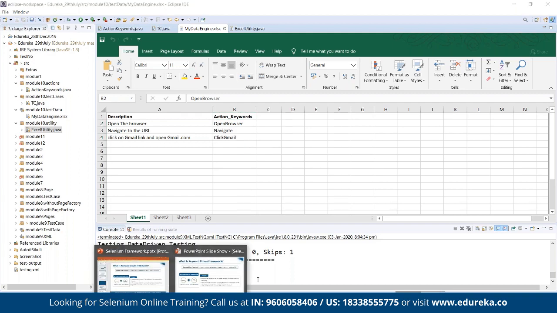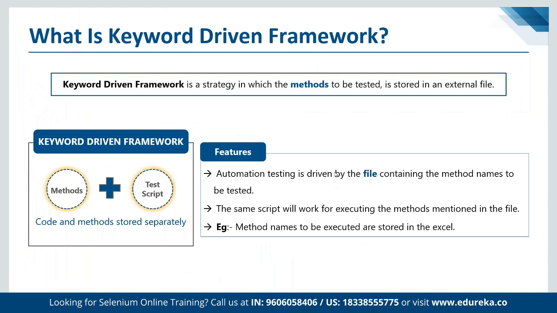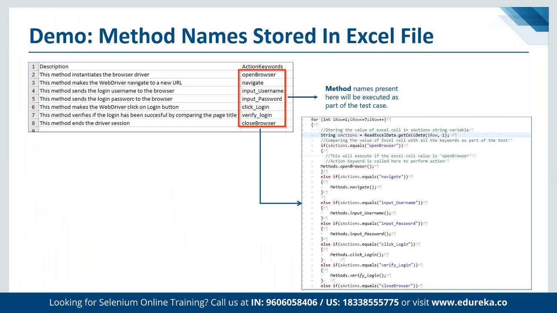So this way the flow of execution works with keyword driven framework. You can see that in this screenshot also. Open the browser, navigate. If it is navigate, it will navigate to a URL. So whatever reading happens, based on that, that particular method will get triggered. That's how keyword driven framework works.